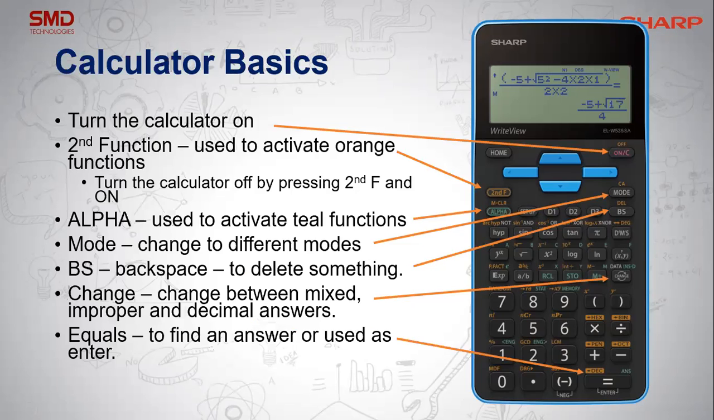And then, of course, change will just change the answer from a mixed number fraction to an improper and then to decimal answer. You can also, of course, set it to a recurring fraction, but that we will cover next week in the senior phase workshop. And then, of course, your equals button, which, as I like to say, is the answer to world peace. Not really, but it will give you the solution to the expression that you've typed into your calculator.